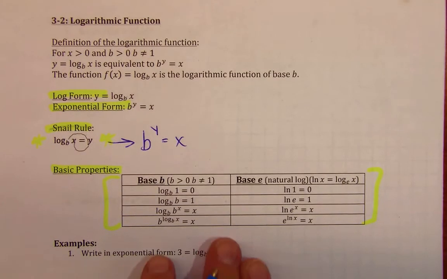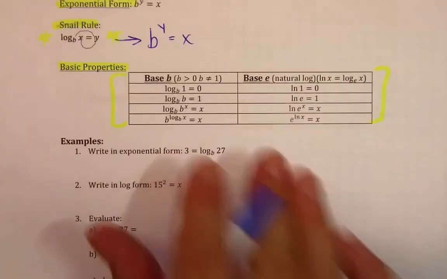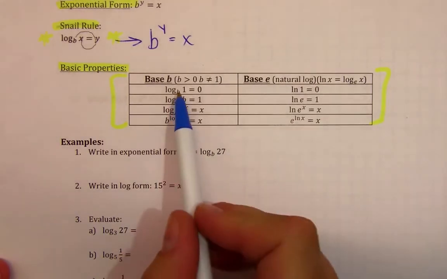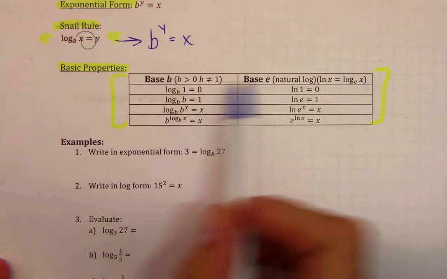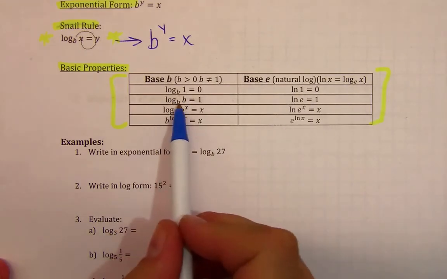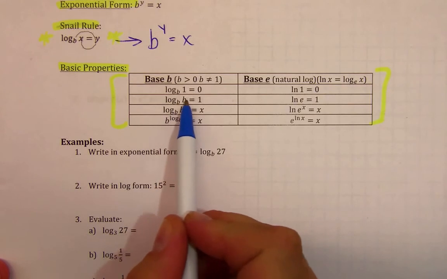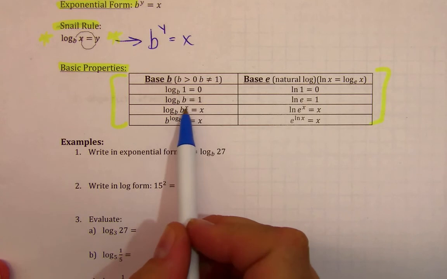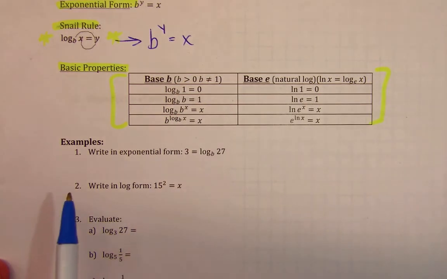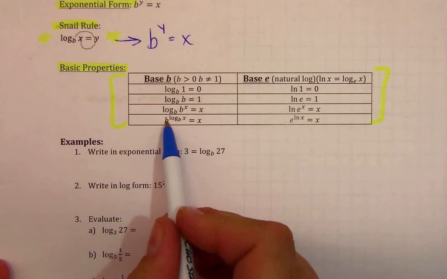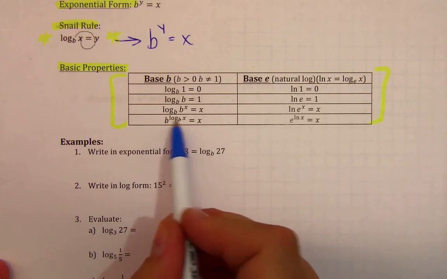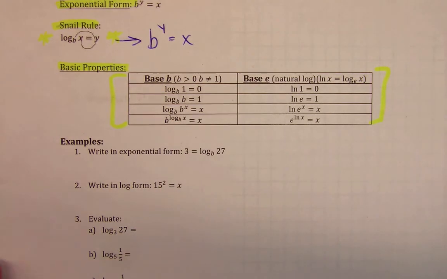Okay. Now these log properties that we see here, you should be pretty familiar with from Algebra 2. Log base b of 1, no matter what your base is, equals 0. Same thing with natural log. Log base b of b, if these two are the same, is equal to 1. And log base b of b to some power x is equal to x. And if I have some base b to the power of log base b of x, and these two bases are the same, then the answer is also x.